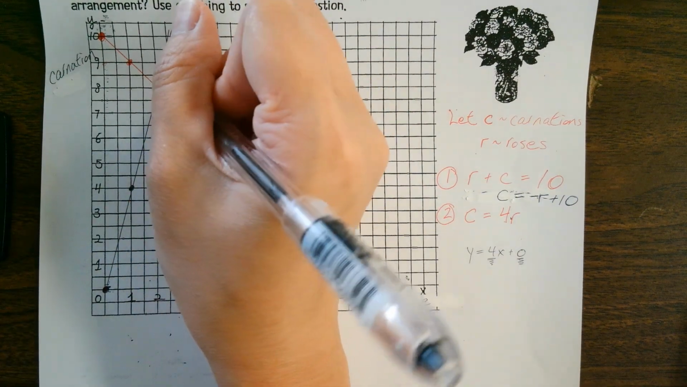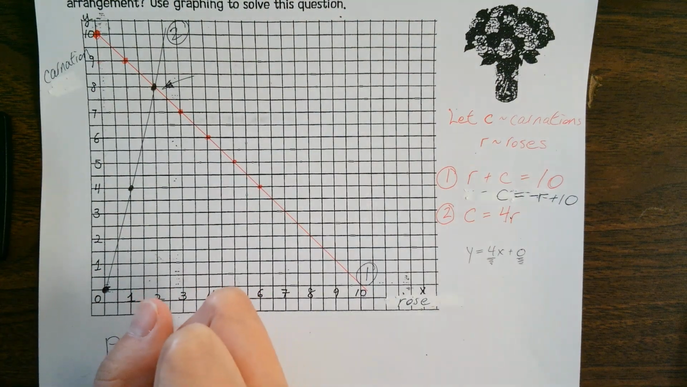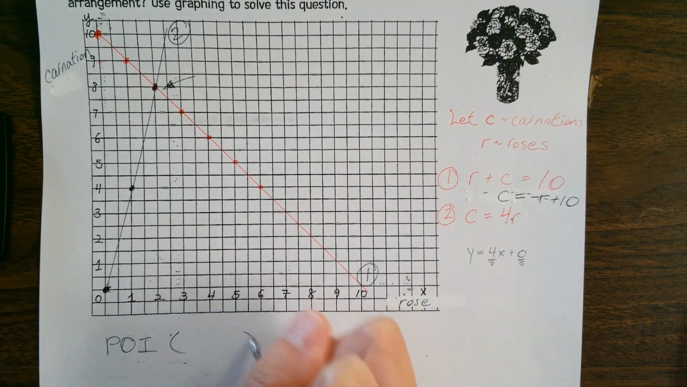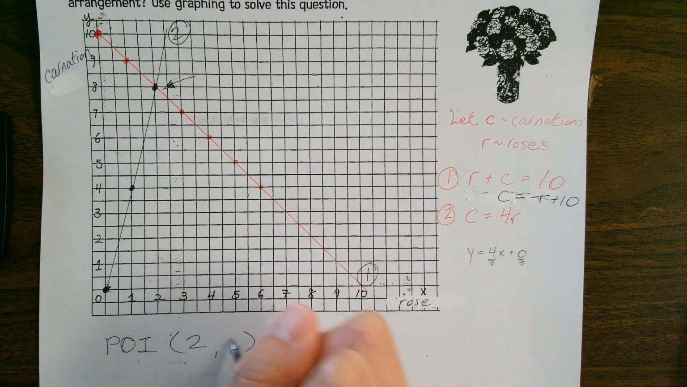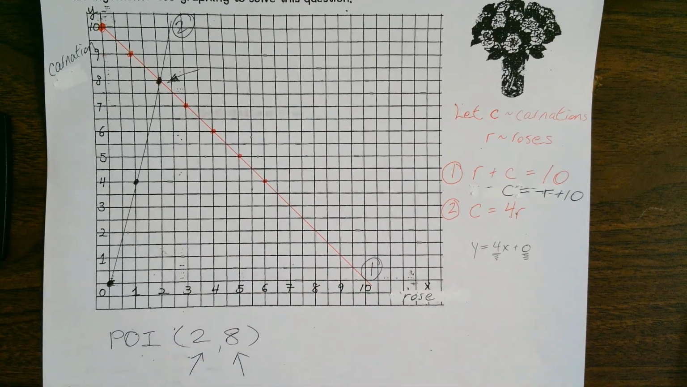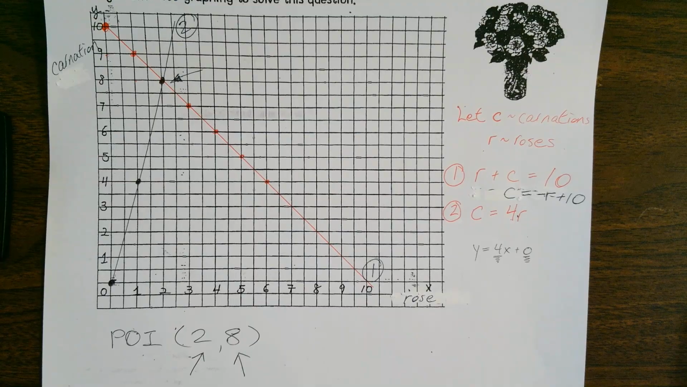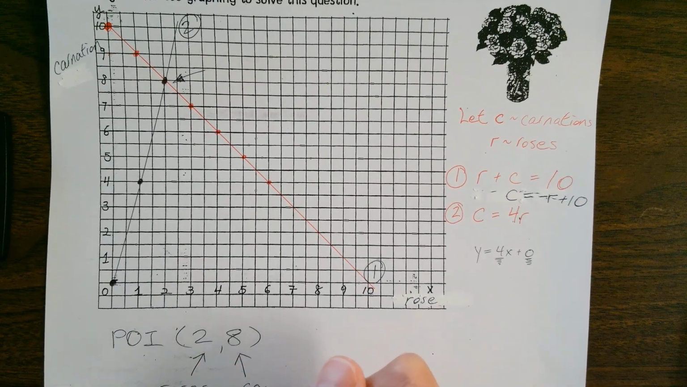What is my POI? What's my point of intersection? Wow. It's a Thursday morning, isn't it? Junha? 2 and 8. Okay, what is the 2? What is the 8? Good. And 8 carnations.